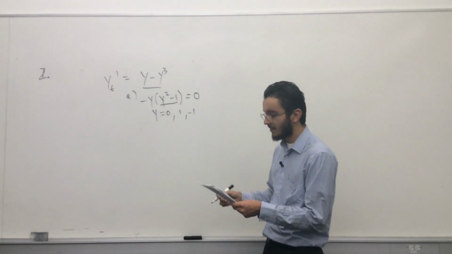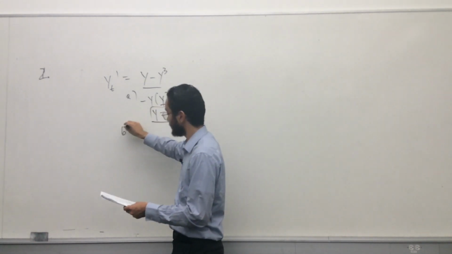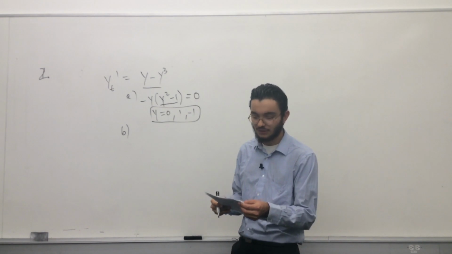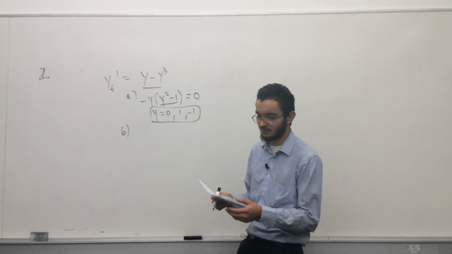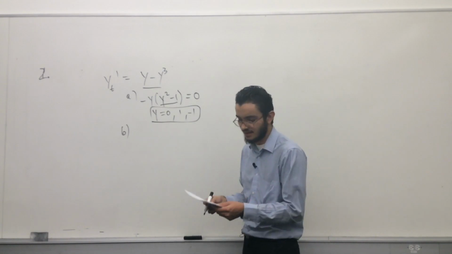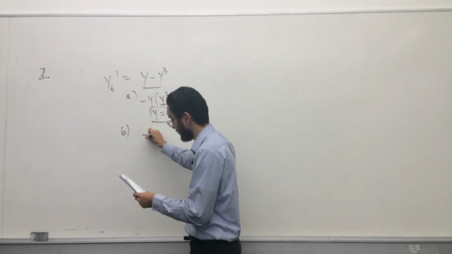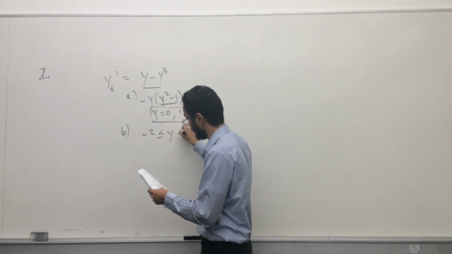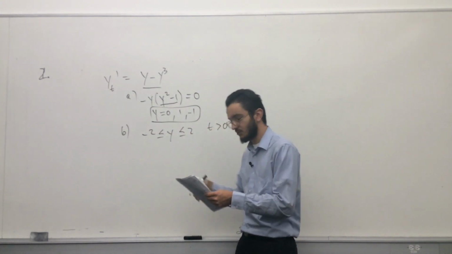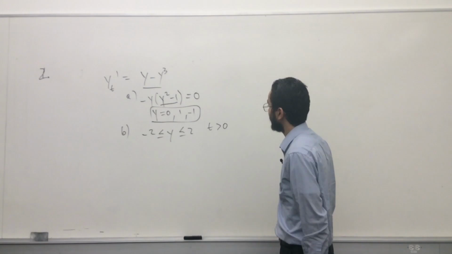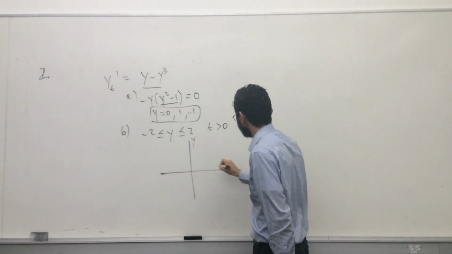So now for part B, this was the answer for part A. For part B, we're going to draw the direction field, which is also known as the slope field. It's just different terminology, but it's the same thing for the problem. And they give us the interval in which we're going to draw the direction field. It's going to be from -2 to 2 and t greater than 0. We're going to draw some curves. So we got y, and this is t.